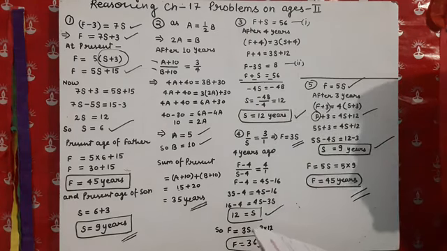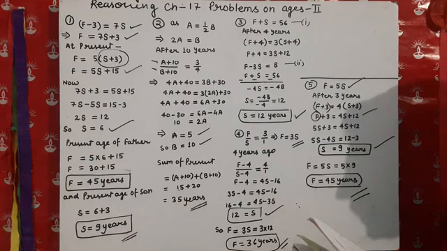Now going to question number 6. Question number 6 is given in your book. That is a repeat of question number 3. Both are the same question. Okay. So you have to do it by yourself.